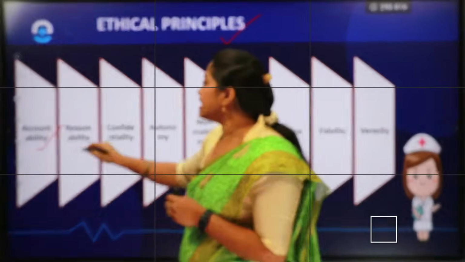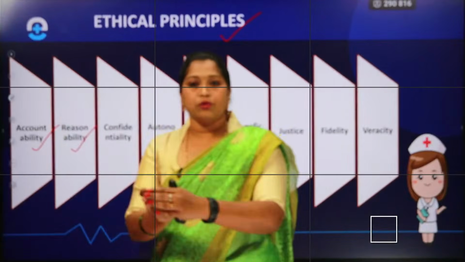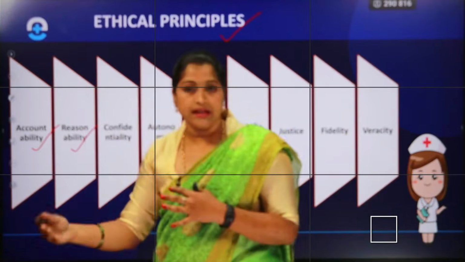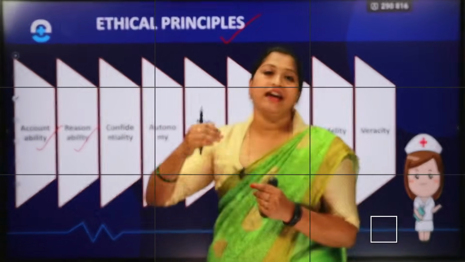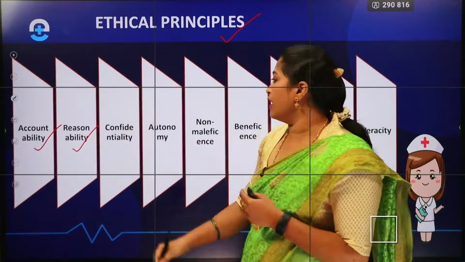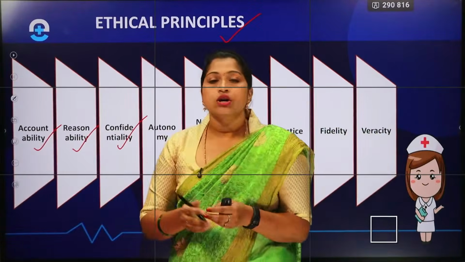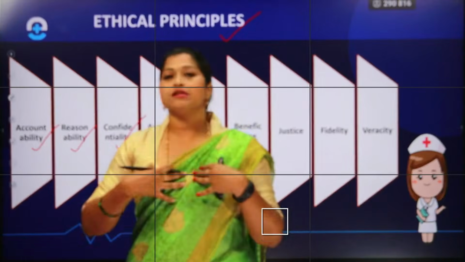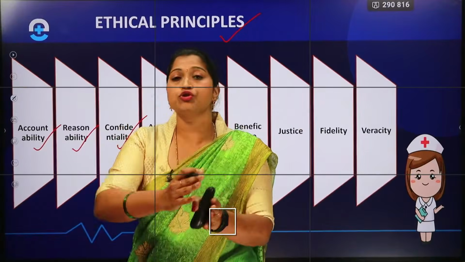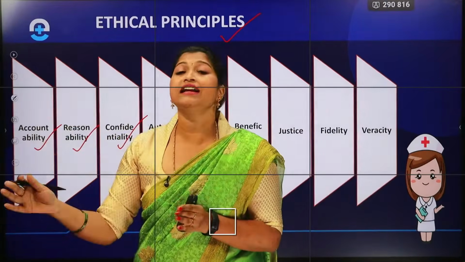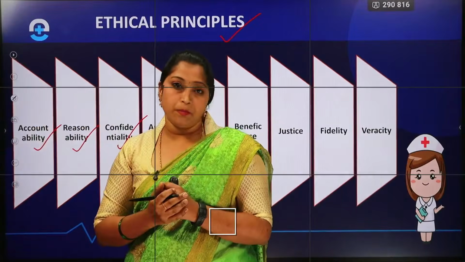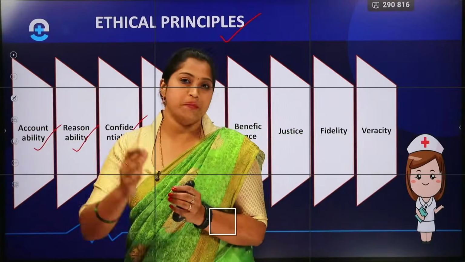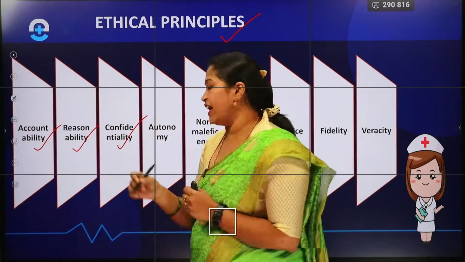Coming to the second one is reasonability. So why is this procedure done in these steps? So what are the problems that they are experiencing? So this reasonability should be there as nurses. The third one is confidentiality. So if there is any secret information the patient has shared, we as nurses should keep it confidential. We should not share it with a third person until and unless it is for the benefit of the patient. So any secret information of the patient should never be shared with a third party. So that is what is called confidentiality.